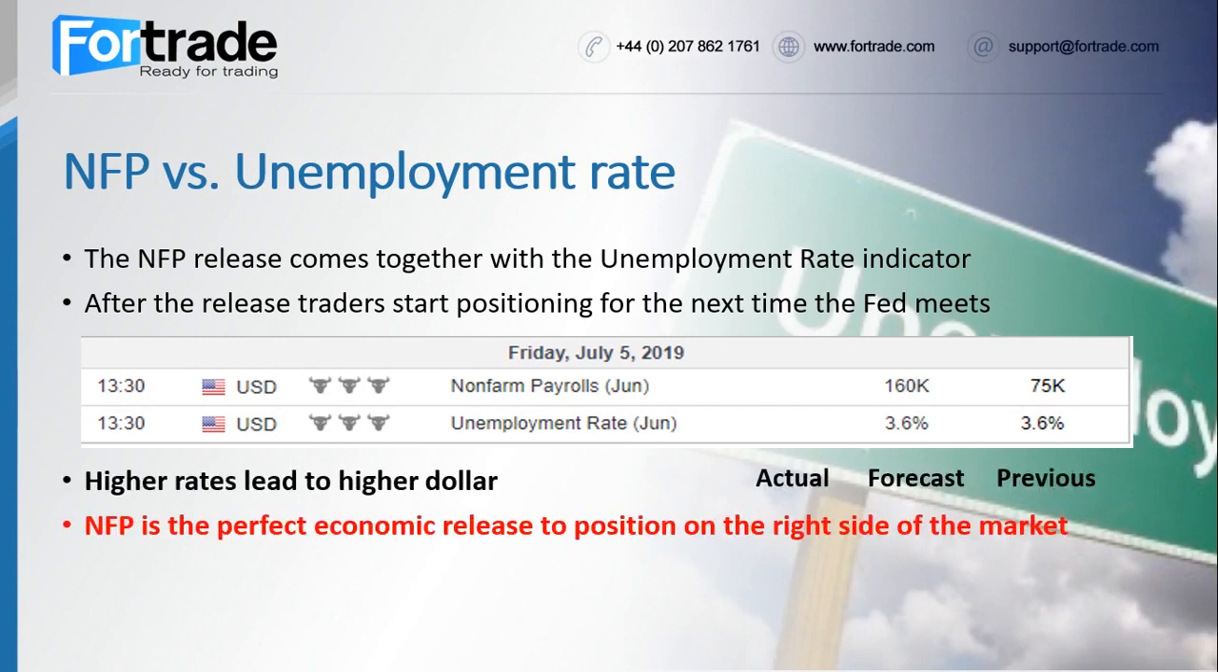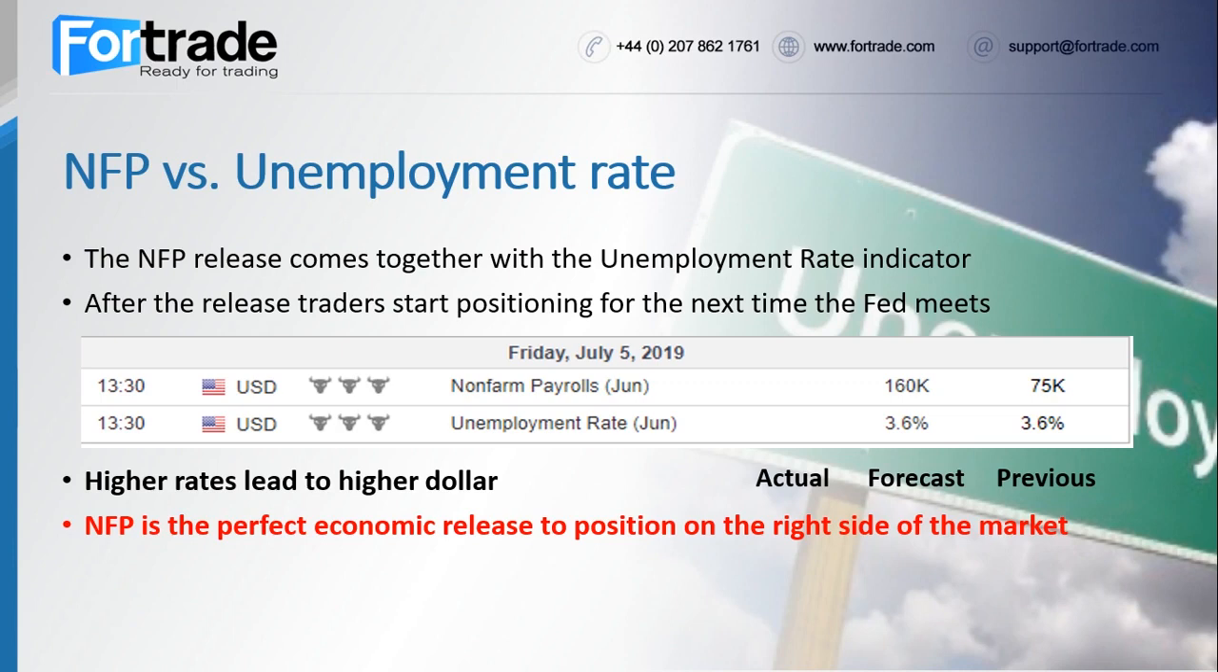The NFP release comes together with the unemployment rate indicator on the first Friday of each month. When this is due, the trading week is a range-bound one for the forex market, and after the release, traders start positioning for the next time the Fed meets to see how monetary policy changes in the meantime and how to react. When the actual number differs from the forecasted one, the market travels.